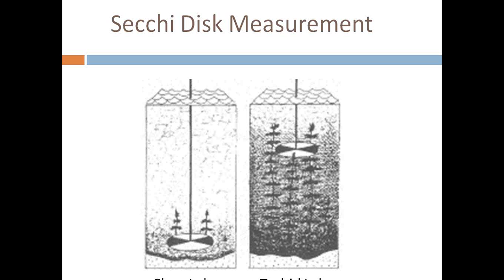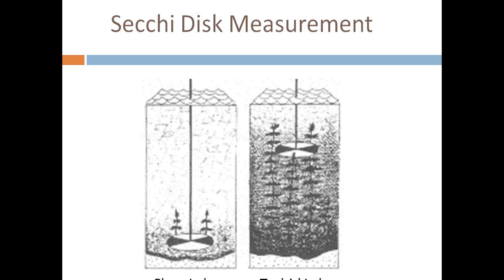Its function is very simple. In clear lakes, you can drop that Secchi disc a lot further down into the water column and still be able to see it. In lakes that are turbid, the light doesn't penetrate as far, and you can only see a little bit down into the lake using a Secchi disc. So it gives a very quick and easy measurement of how clear that water is.